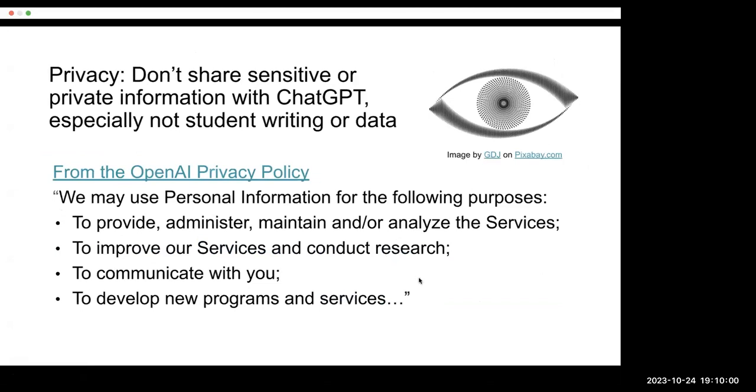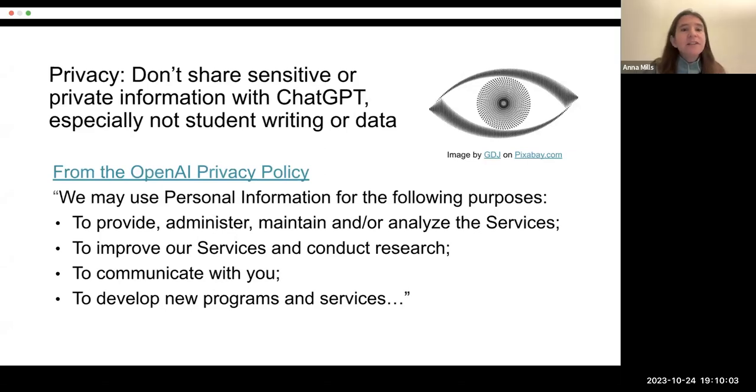Second ground rule is privacy. Don't share sensitive or private information with ChatGPT, especially not student writing or data without permission or a process through our school's IT department that's looked at the legal and ethical concerns around that student writing and how it's being shared. So we may also want to look at the privacy policy of whatever system we're using and just recognize all the ways in which they could use whatever we feed them.